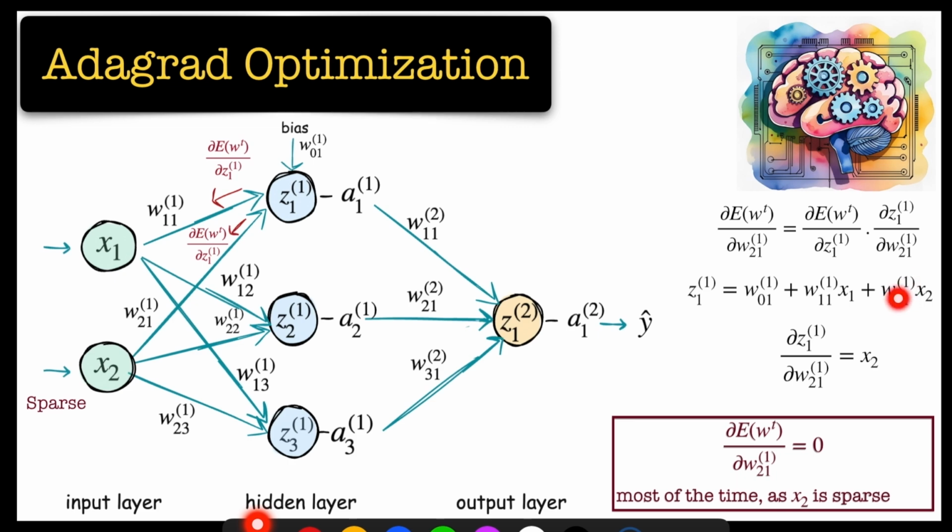So if we compute ∂Z11/∂W211, what is this? W211 is here, so we get x2. So this term is x2. So what will be ∂E/∂W211? If x2 is a sparse variable, then most of the time ∂E/∂W211 will become 0, as x2 is sparse. So it's the same problem. It can happen in simple scenarios as well as in deep neural networks.